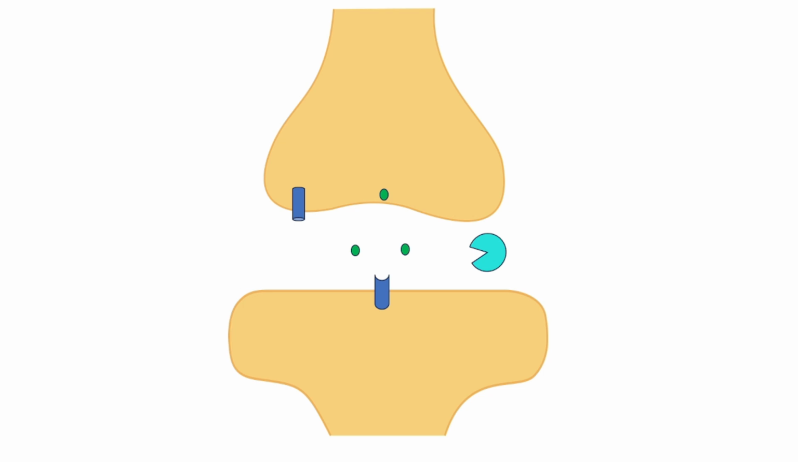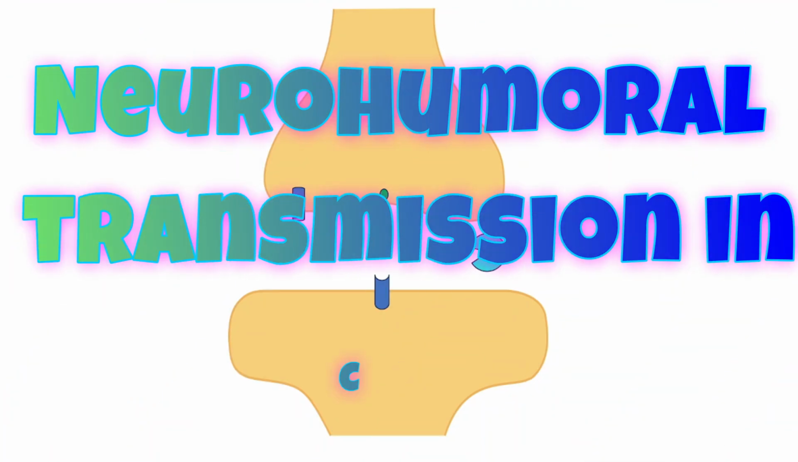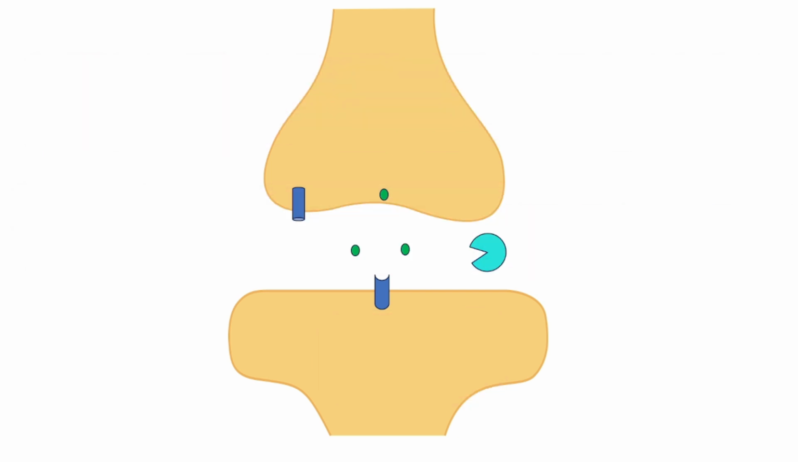So now the topic is neurohumoral transmission in the central nervous system. It will take place in different phases. First stage is impulse conduction. See how an impulse can be conducted through the neuron.